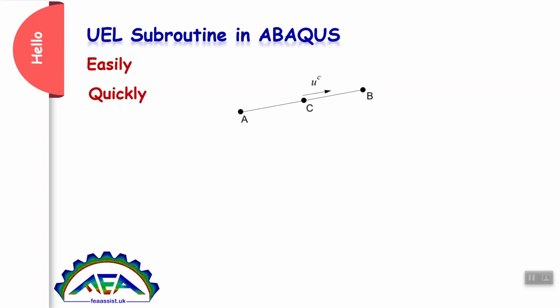UEL is a subroutine to define a new element in Abaqus. Consider you have a one-dimensional element with points A and B. For example, temperature in this element is interpolating between the temperature of point A and temperature of point B. So, an interpolation function computes and defines the temperature in any point in this element. If you want a more precise solution, you need to add point C and a new interpolation function.